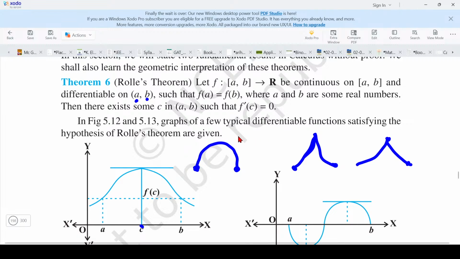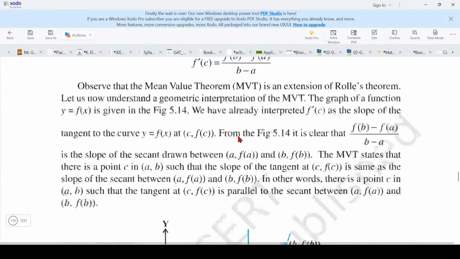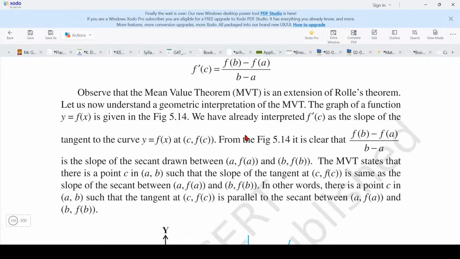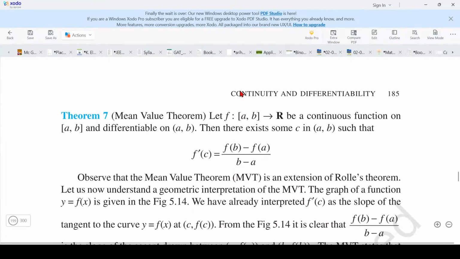So an extension of Rolle's theorem is Lagrange's mean value theorem. Now look at this mean value theorem. Here it is saying again f from A to B to R, differentiable on (A, B), same condition, closed and open. Then here f of A need not be equal to f of B. It says there exists some C in (A, B) such that f dash of C equals f of B minus f of A by B minus A.